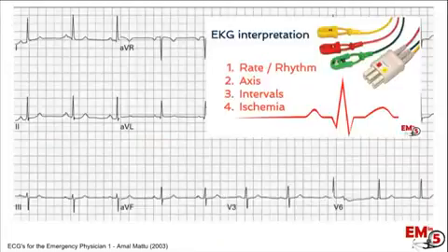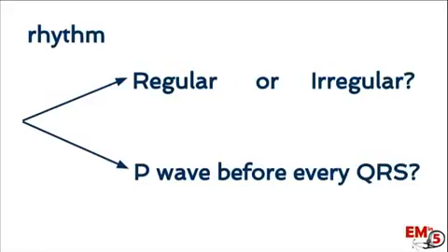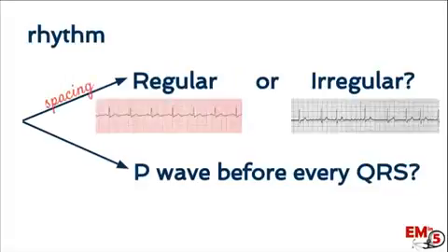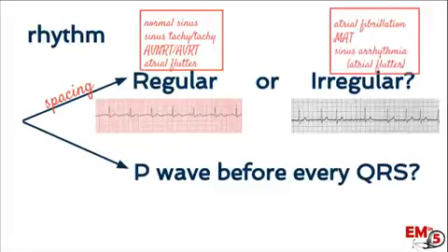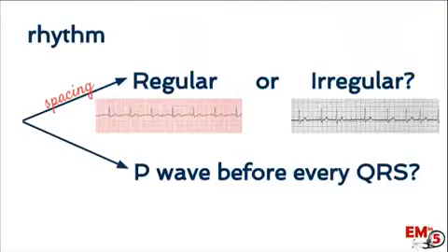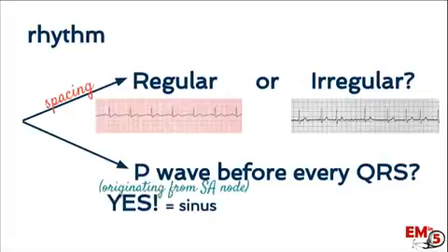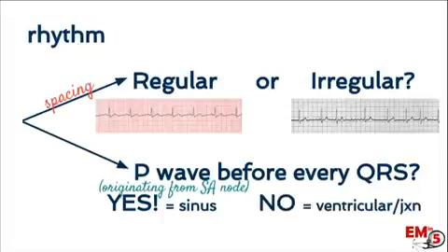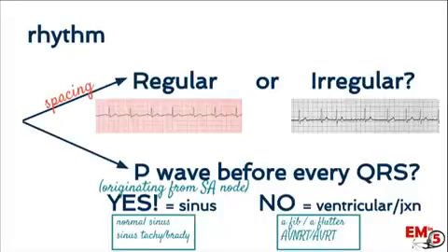Okay, next up we're going to look at our rhythm, and there's 2 things I want you to look at on the rhythm. First, ask yourself, is the spacing between the beats regular or irregular? And this will help you to later determine some differentials, which can be quite extensive, but for now just concentrate on, is this a regular or irregular rhythm? Next off, ask yourself, is there a P wave before every QRS and a QRS after every P wave? If the answer is yes, that means that this is a sinus rhythm, meaning originating from the SA node. If the answer is no, that means it's originating from somewhere else, whether that's the ventricle or a junctional rhythm. And here again, that's helping us determine a differential.